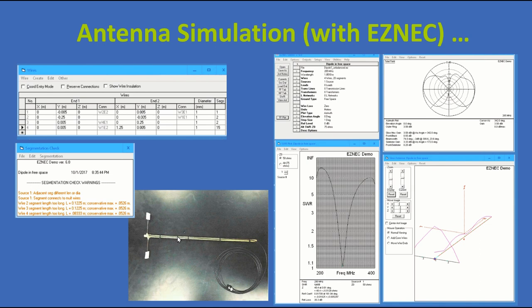And then we measure things like SWR or return loss to make sure the antenna is operating at the correct frequency. And then measure, for example, the pattern. But we also simulate these antennas.